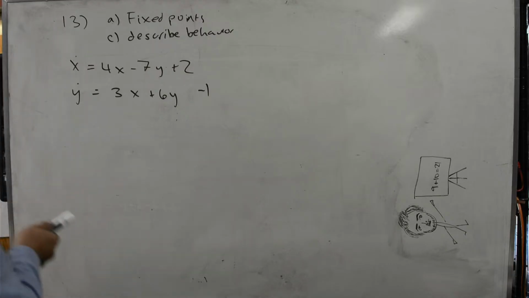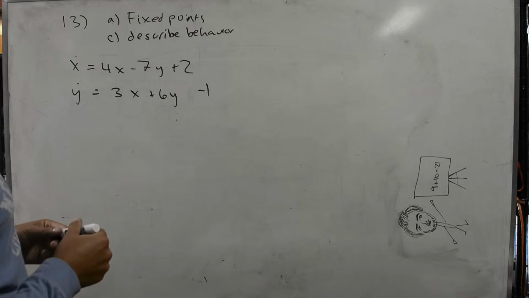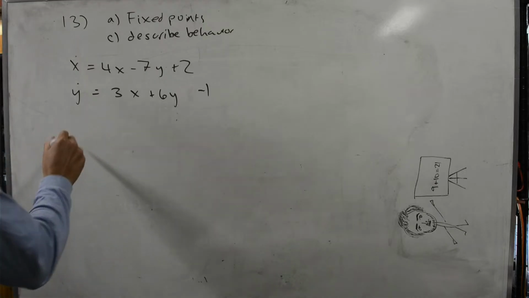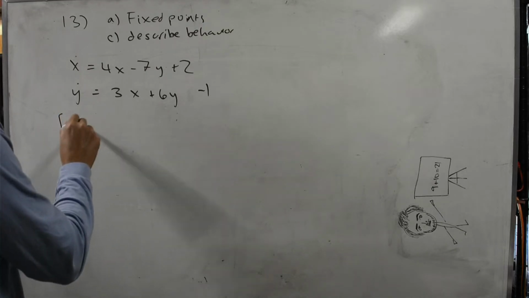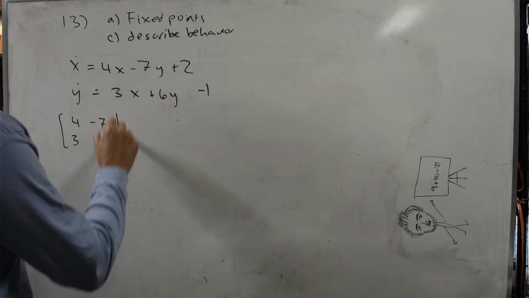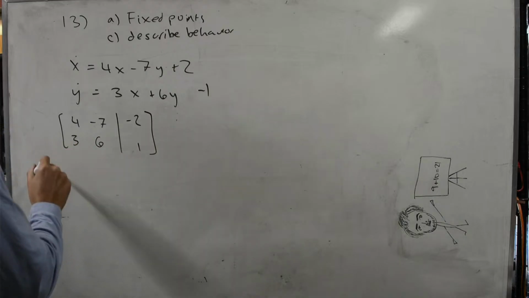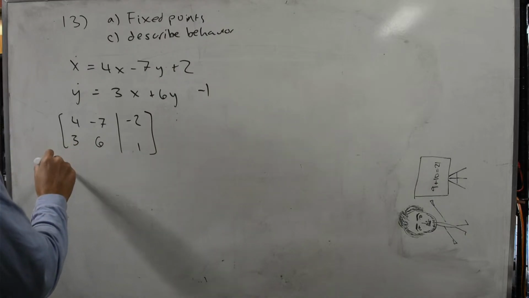Okay, so what happens here, right? How do we figure this out? I mean, the first thing is we'll just do this. 4 minus 7, 3, 6, minus 2, 1. So this is our system. So let's just do this.